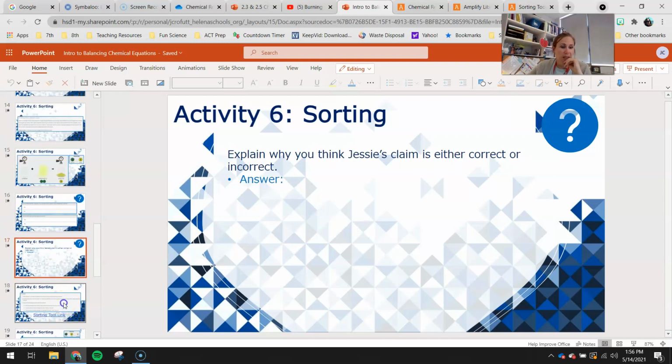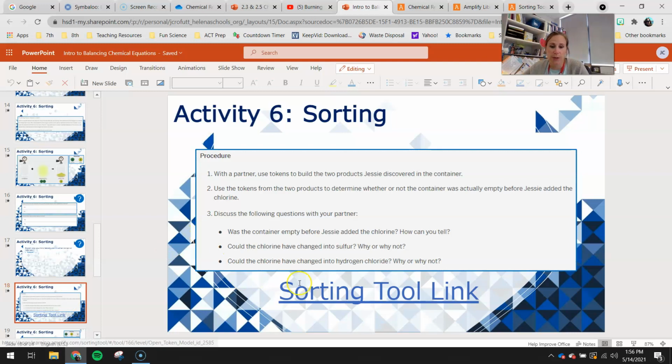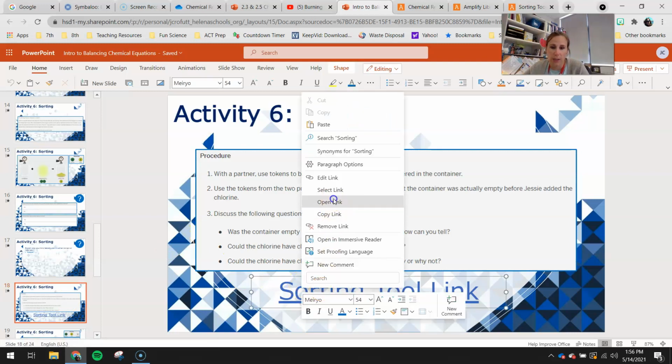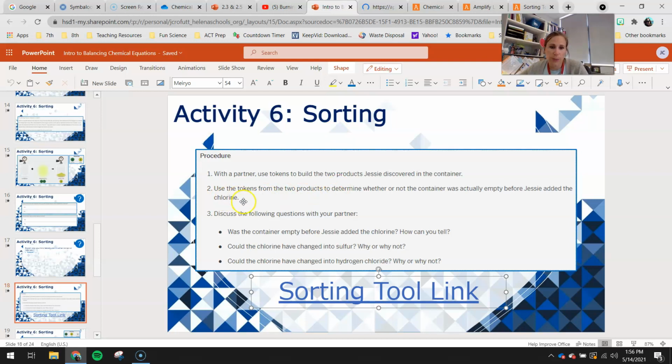All right, let's finish up this sorting tool. For this one, you guys are going to need the sorting tool link. Right click to open that link, and let's read our directions.